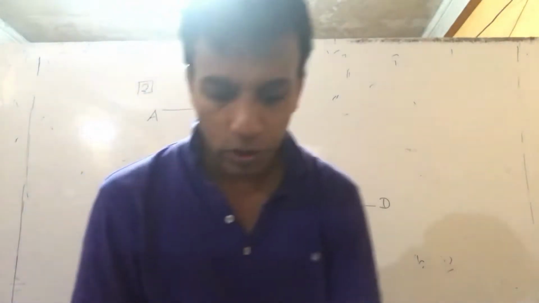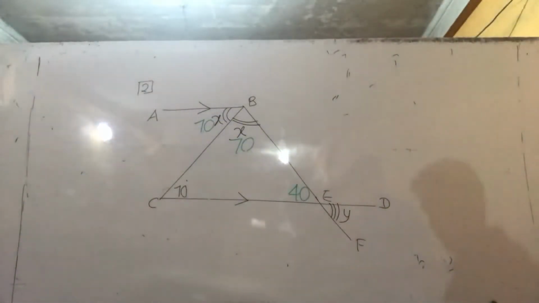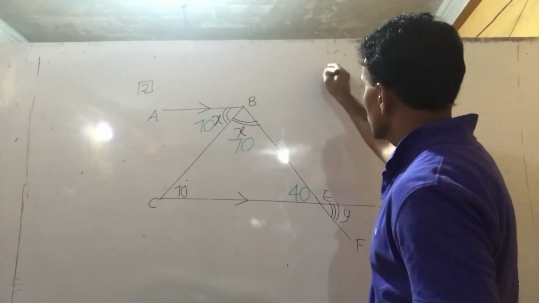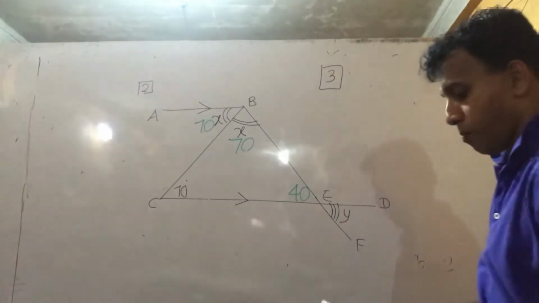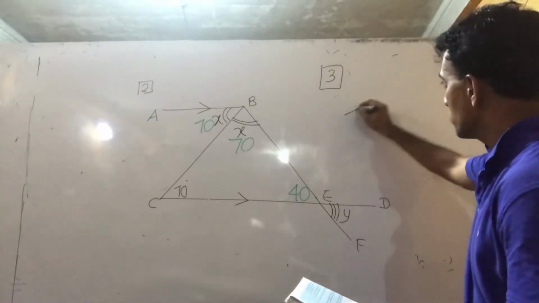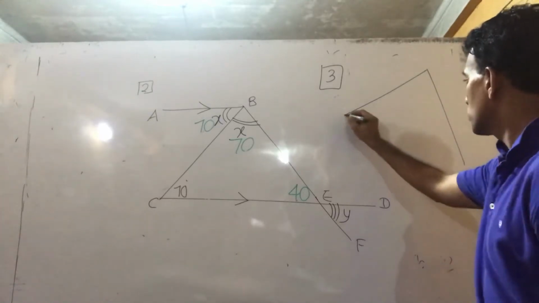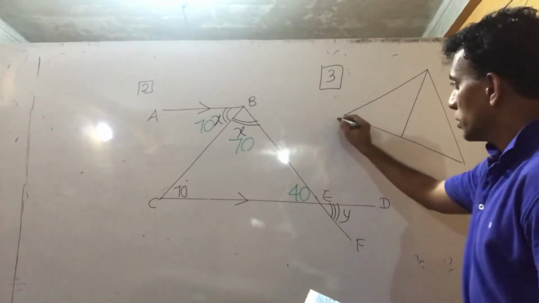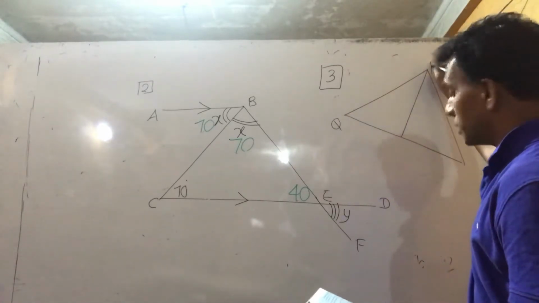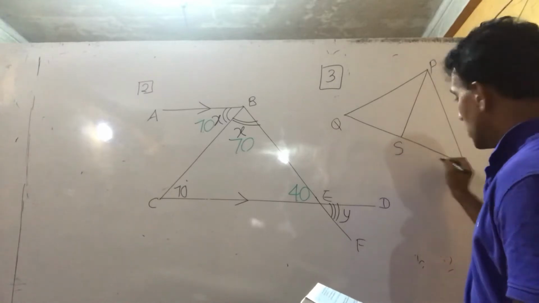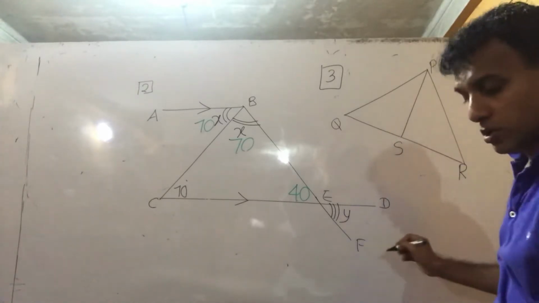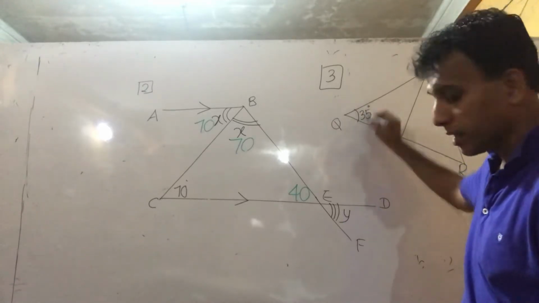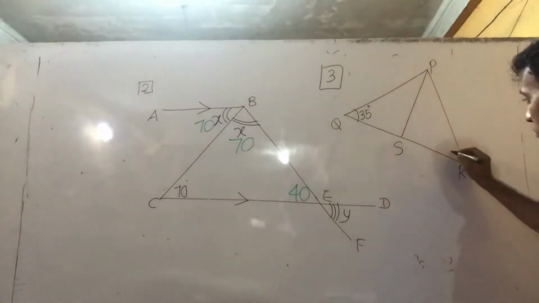Okay, next see question number 3, the third problem there. Here Q, P, S, R. They mark this as 35 degrees. Go through and see, draw the diagram, mark the details. Here 55.